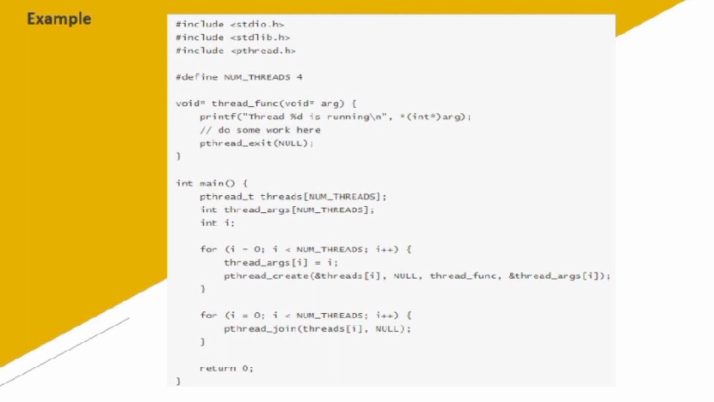Here is an example code for the one-to-one model. It creates four threads and assigns each thread a unique identifier. Each thread executes a function, thread func, which simply prints its thread number and then exits. The program uses the pthread_create function to create the threads and passes the thread number as an argument to each thread. After creating all the threads, the program uses the pthread_join function to wait for each thread to finish before proceeding. This ensures that the main thread waits for all the other threads to complete. Finally, the program returns 0 to indicate successful execution.